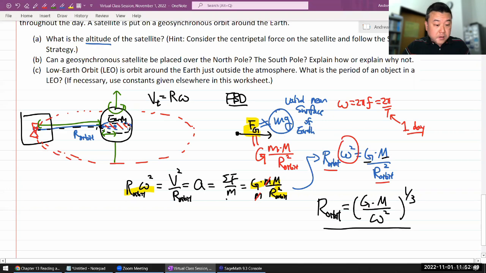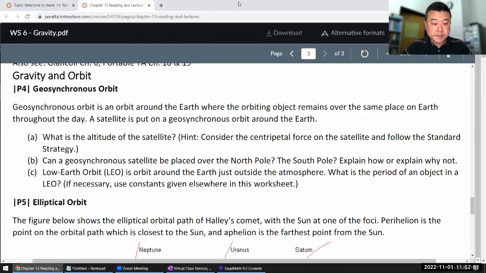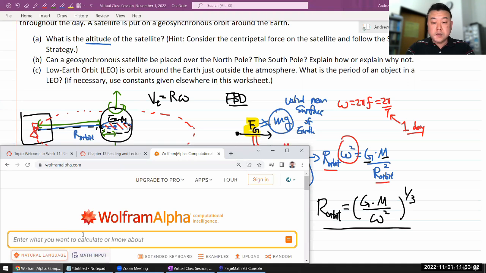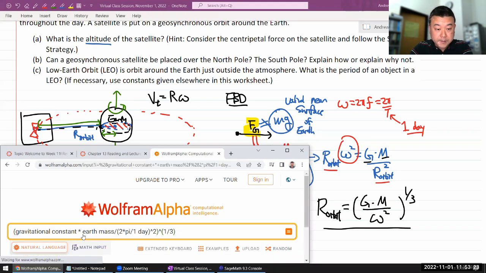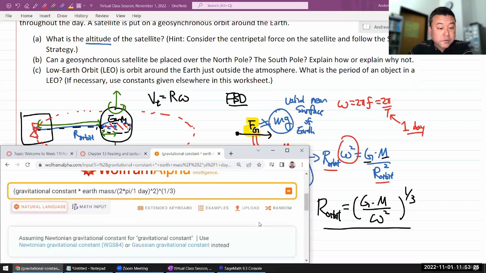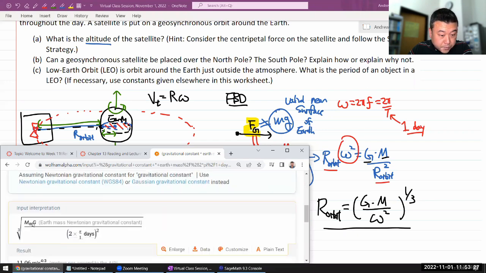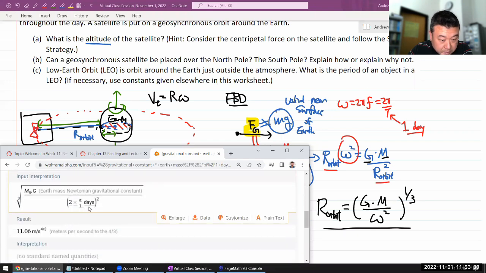Let me plug the numbers into Wolfram Alpha. R orbit will be the gravitational constant times Earth mass divided by omega squared, where I have to write out omega as 2 times pi divided by 1 day, squared, all of that to the 1/3 power for the cube root. Let's check how Wolfram Alpha understood my input. That looks good, I think.